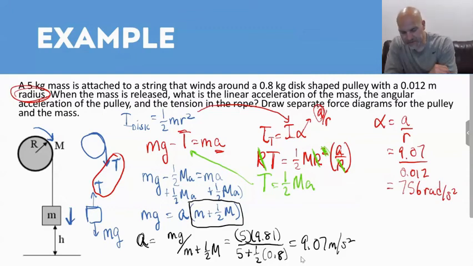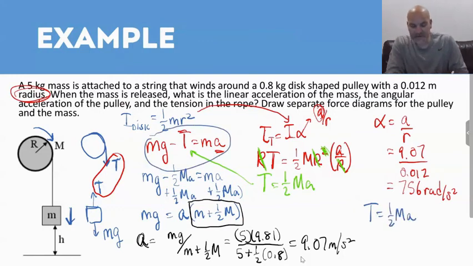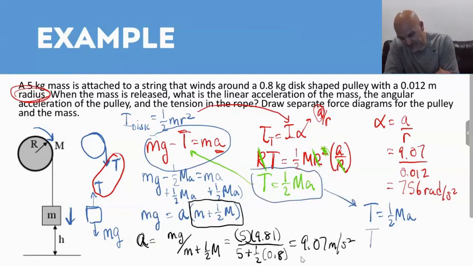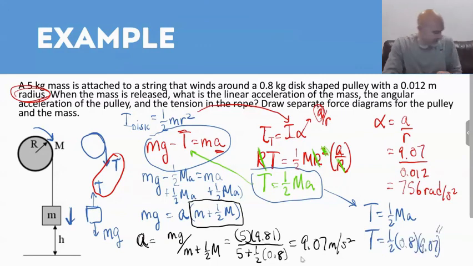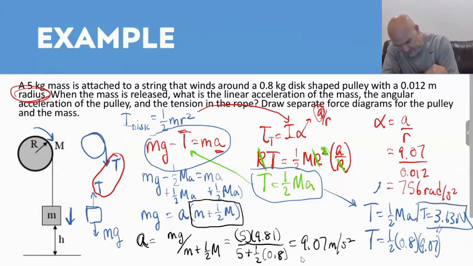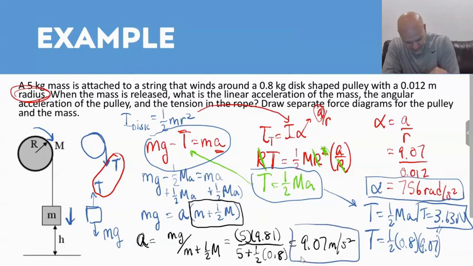And now the last thing I need to calculate is the tension. And I just simply do tension is 1/2 big M times a. I can substitute in stuff here to get my tension, but I already have a formula for tension. So let's just use that. So 1/2 times, now this is of the pulley, 0.8 times 9.07, and it's going to give me a tension of 3.63 newtons. So there's my tension, here's my alpha, and then here's my acceleration.